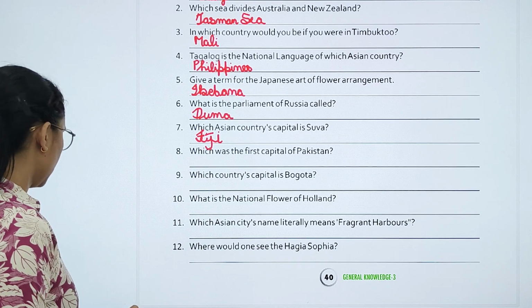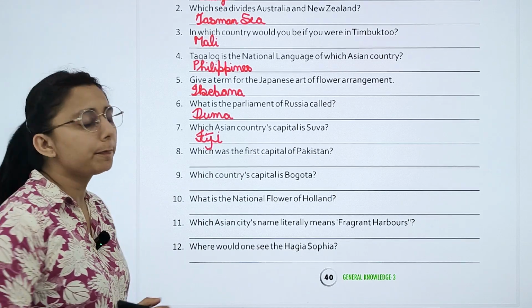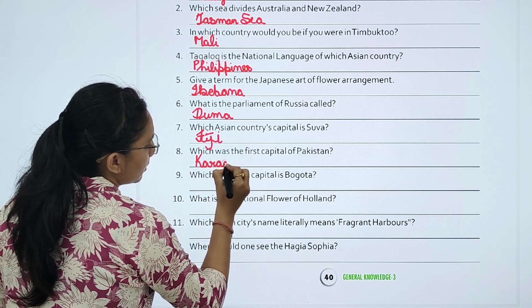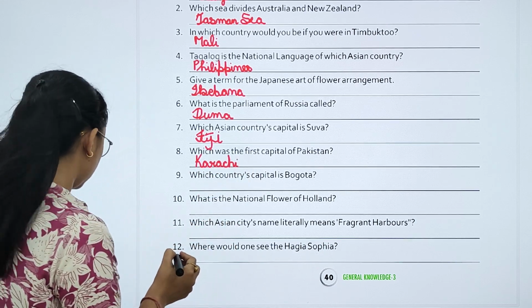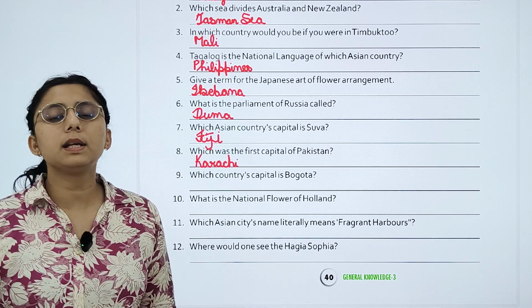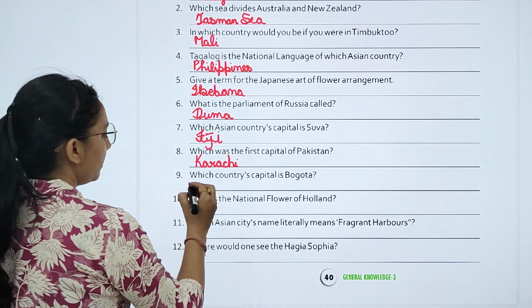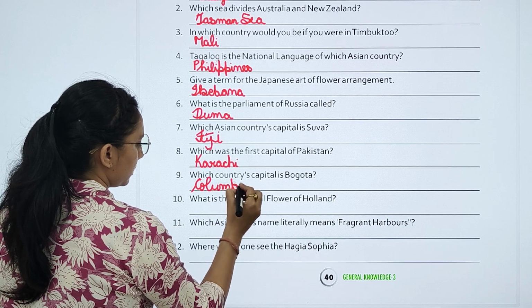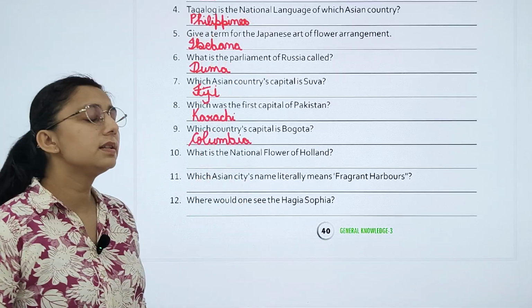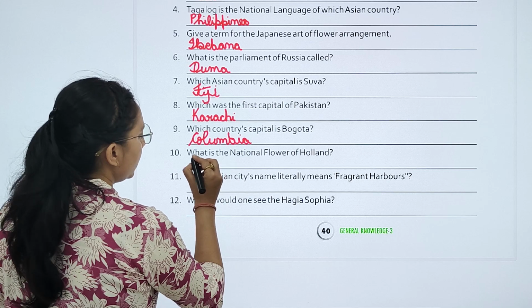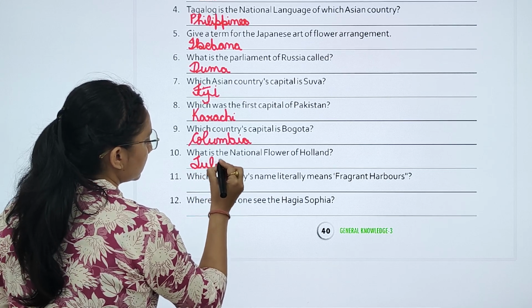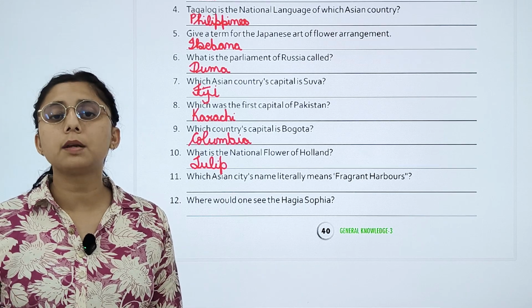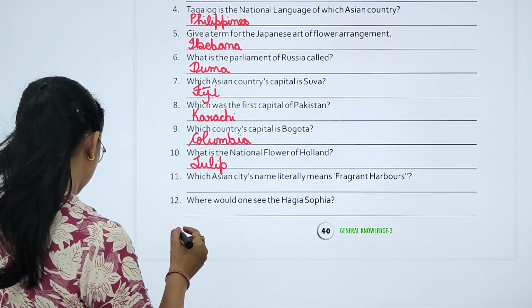Next is, which was the first capital of Pakistan? That is Karachi. Which country's capital is Bogota? That is Colombia. What is the national flower of Poland? That is tulip. Which Asian country's name literally means fragrant harbor? That is your Hong Kong.